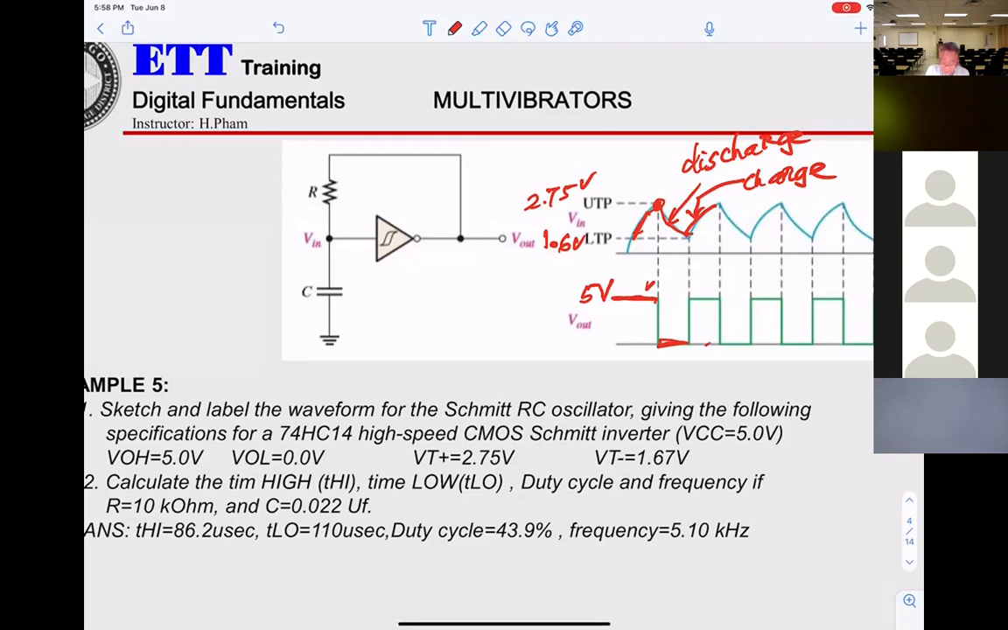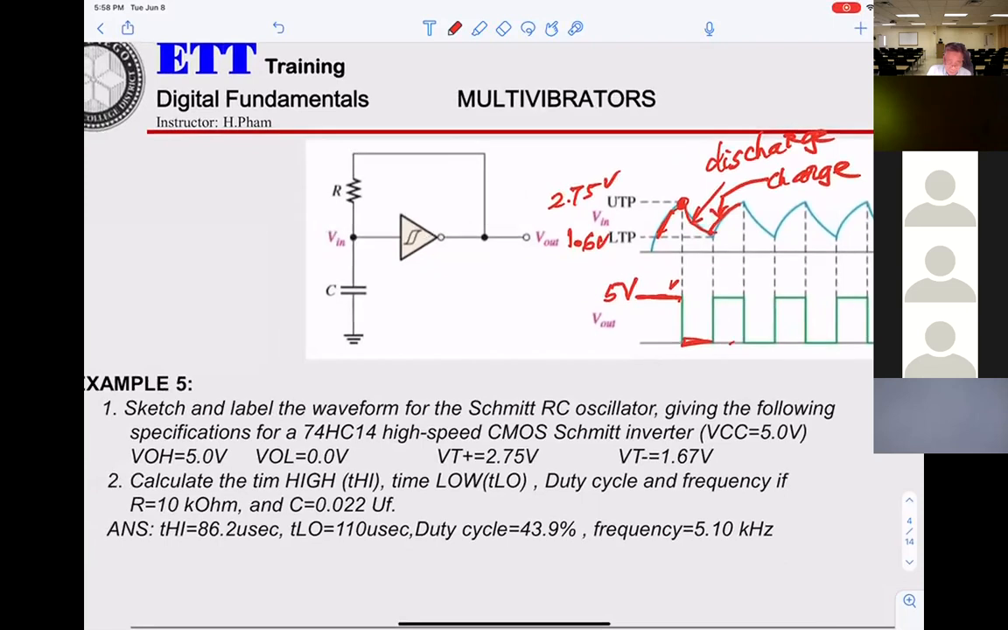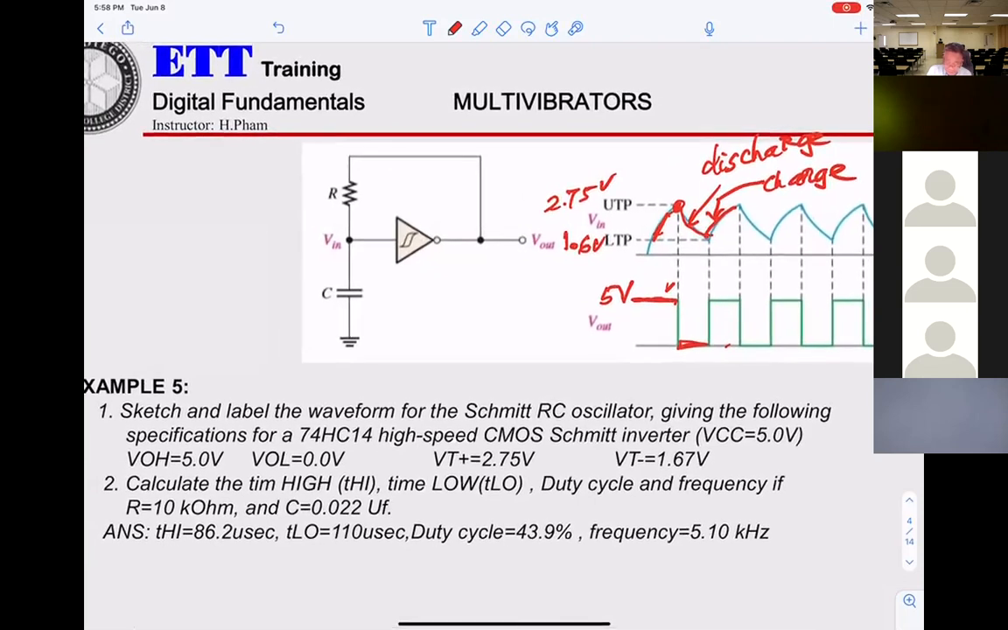And if you change the value of R and C, then you are able to change the period, the frequency of this signal. So we get example number 5 here. They said draw the waveform for the Schmitt trigger. So that's why we can draw right here. We already did it.